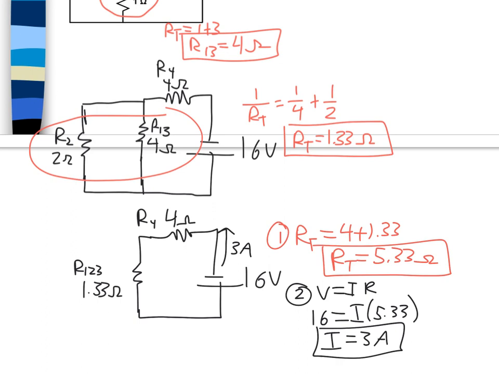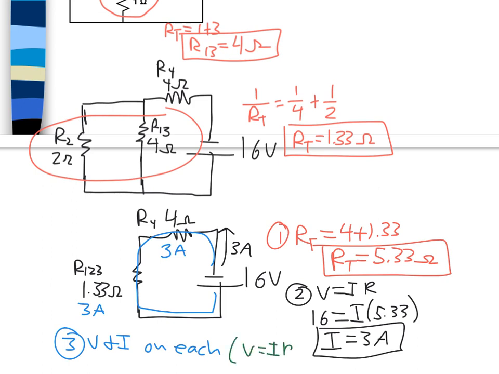I'm now going to go on to step 3 here, where I'm finding the voltage and current on each individual resistor. So knowing that these are all connected in one big series, I know that both will get 3 amps of current here. Using Ohm's law, which we're coming back to time and time again during this process, 3 amps, 4 ohms, that means this one must be 12 volts. 3 amps, 1.33 ohms, that means this one must be 4 volts.